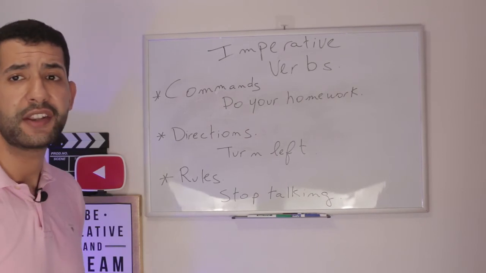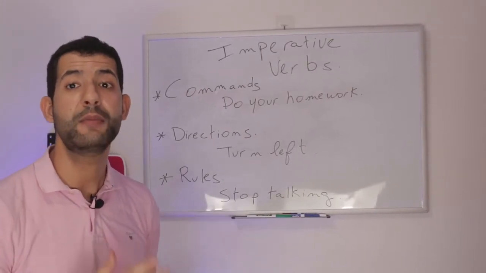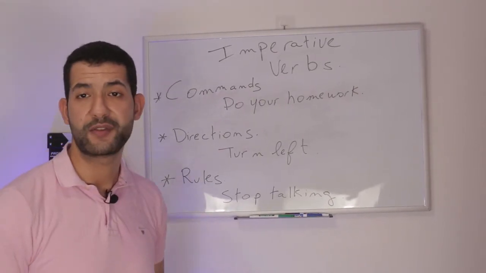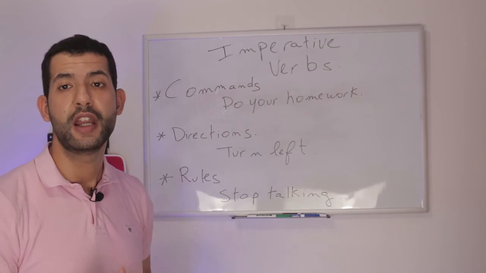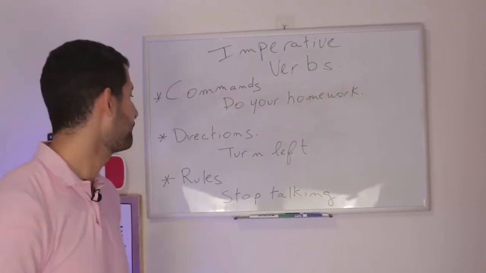الحالة الثانية واللي هي directions كنستعملوا imperative verbs باش نعطيو directions يعني باش نعطيو توجيهات. For example, if someone is driving, I would tell them turn left. Turn left, so I'm providing directions for them to turn left.